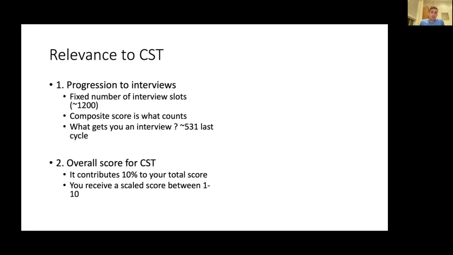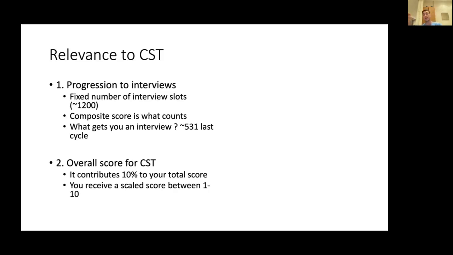That means for you to get an interview, you have to score above average compared to the average CST applicant. That depends a bit on what the average CST applicant is like. Having looked at Reddit, the score for last cycle was about 531. So that was the cutoff score. It means that you've basically scored above average significantly in one paper or a bit above average in both, which makes sense.